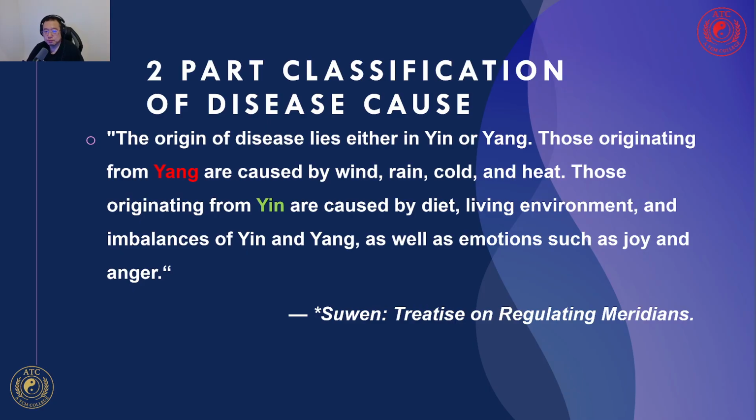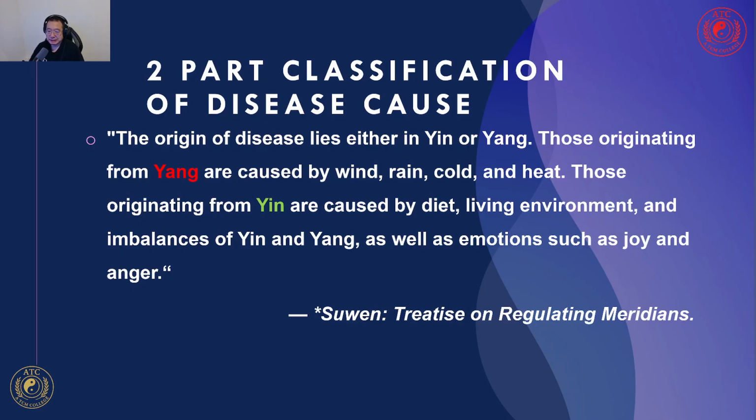Let's have a look at the two-part classification of disease course. This is the treatise on regulating meridians in the book Su Wen, that's the first half of the Yellow Emperor's Internal Classic. It is said the origin of the disease lies either in yin or yang. Those originating from yang are caused by wind, rain, cold, and heat. Those originating from yin are caused by diet, living environment, and the imbalance of yin and yang, as well as emotions such as joy and anger.